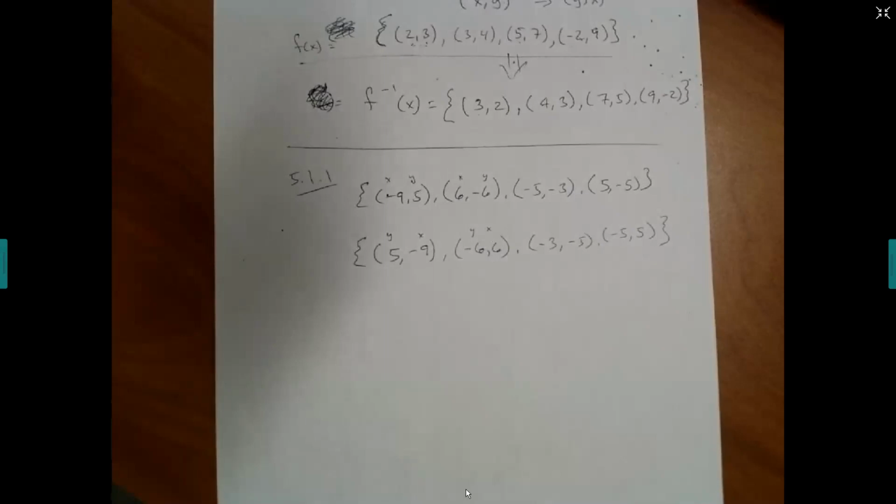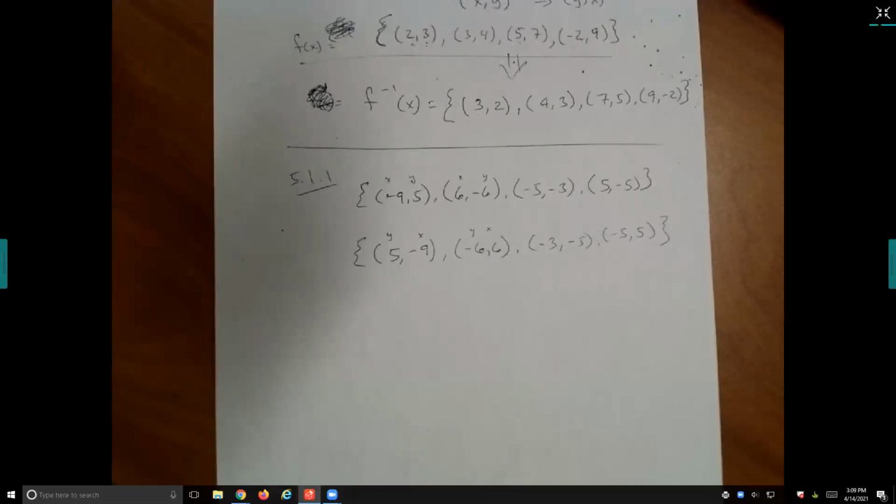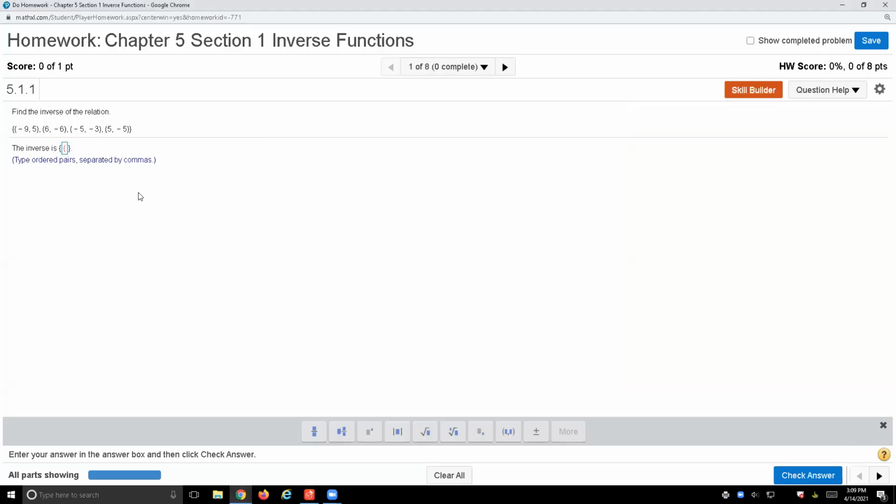And that's all there is to finding inverses. If I gave you points, it helps us to graph them. So it'd be (5, -9), (-6, 6), (-3, -5), (-5, 5).